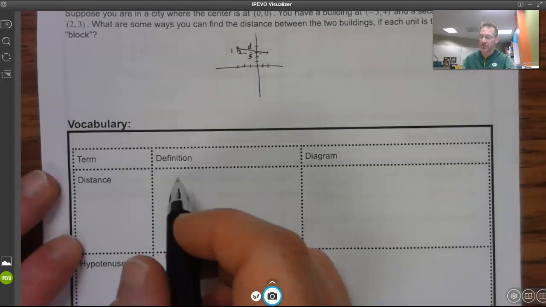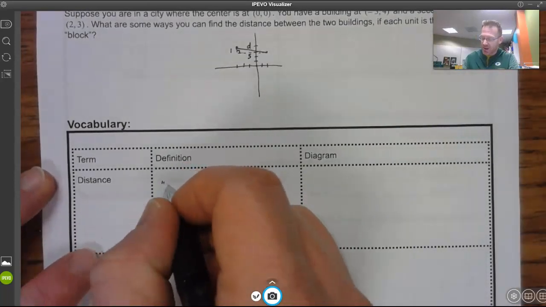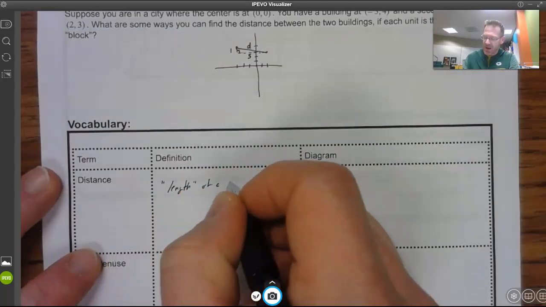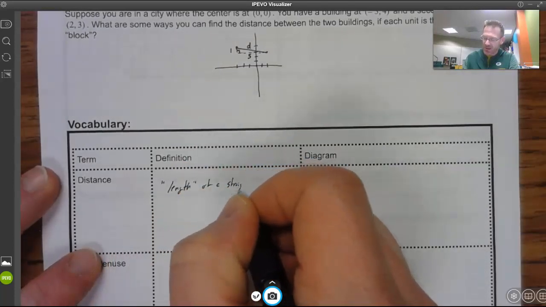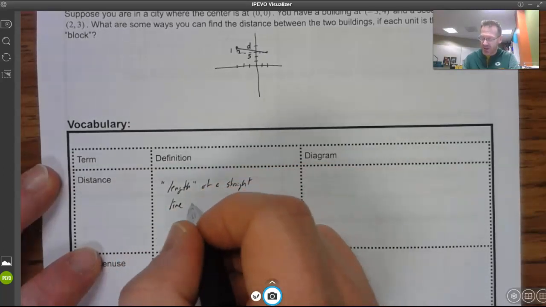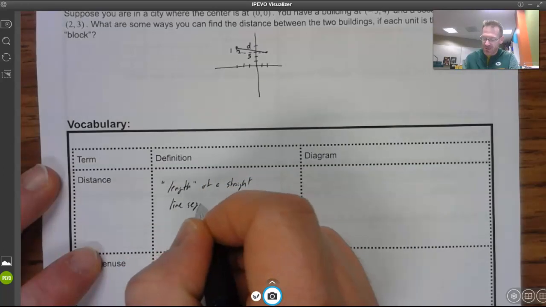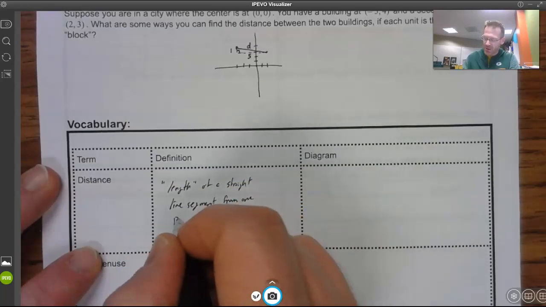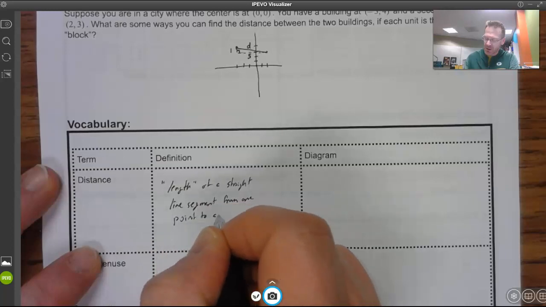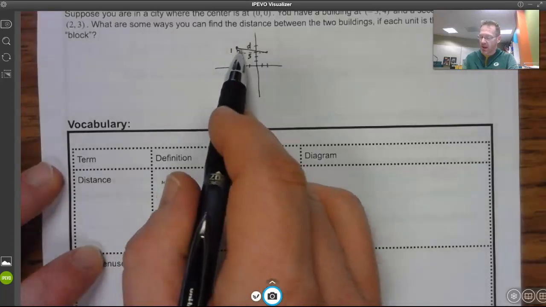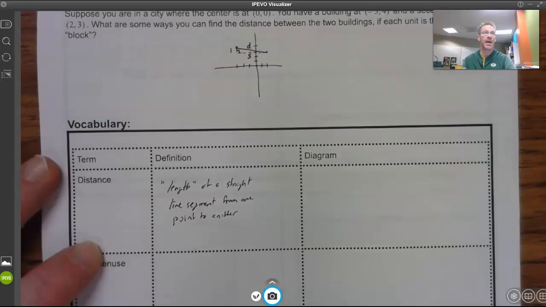So distance, right? Okay, so it's the, all right, length of a straight line, and it's really kind of a segment, line segment here, because it doesn't keep going from one point to another, right? Okay, so the length of a straight line segment from one point to another, right? So we know it's that straight, it's not bent, it's not curved, there's no angle to it, right?